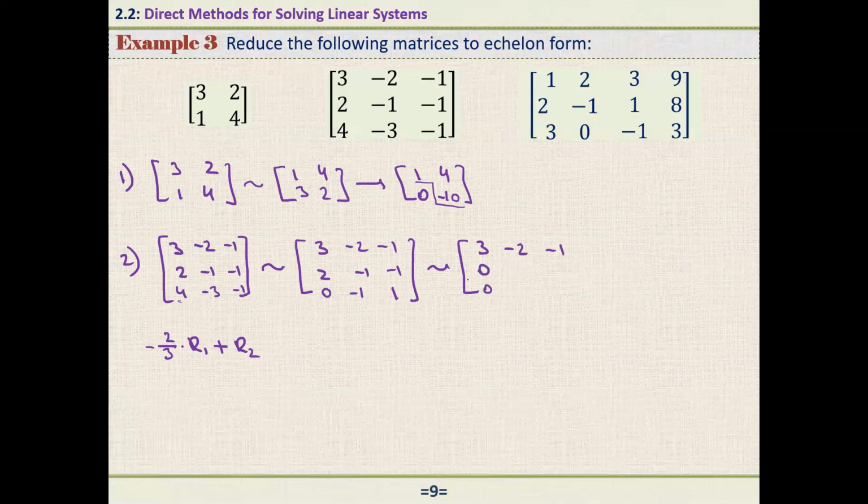Now, I should multiply -2 over 3 times this one, which is -2, and add this to -1. That is 4 over 3 minus 1, which is equal to 1 over 3. So this entry is 1 over 3. And the last one is -2 over 3 times -1, and add to -1. So 2 over 3 minus 1, which is equal to -1 over 3. Now here we still have -1 and 1.